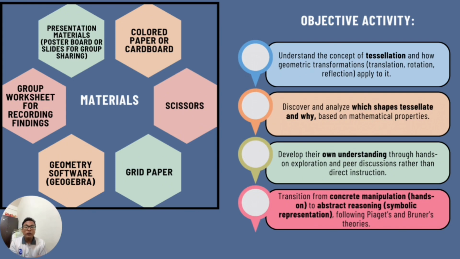So let's move on to the objectives of the activity. The first one is to understand the concept of tessellation and how geometric transformations, which are translation, rotation and reflection, are applied to tessellation. The second one is to discover and analyze which shapes tessellate and why, based on mathematical properties. And third, develop their own understanding through hands-on exploration and peer discussion rather than direct instruction, which is an important thing in the activity.